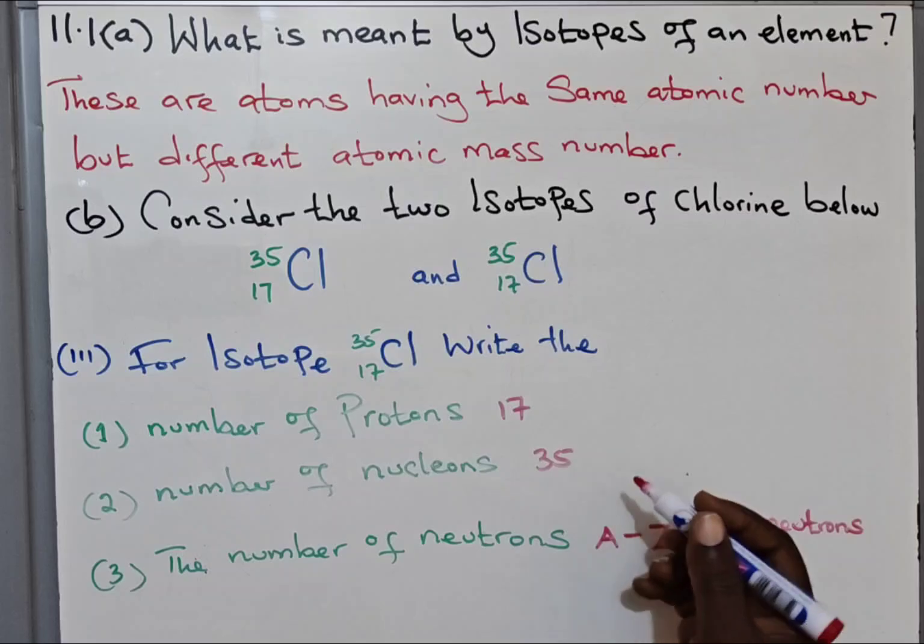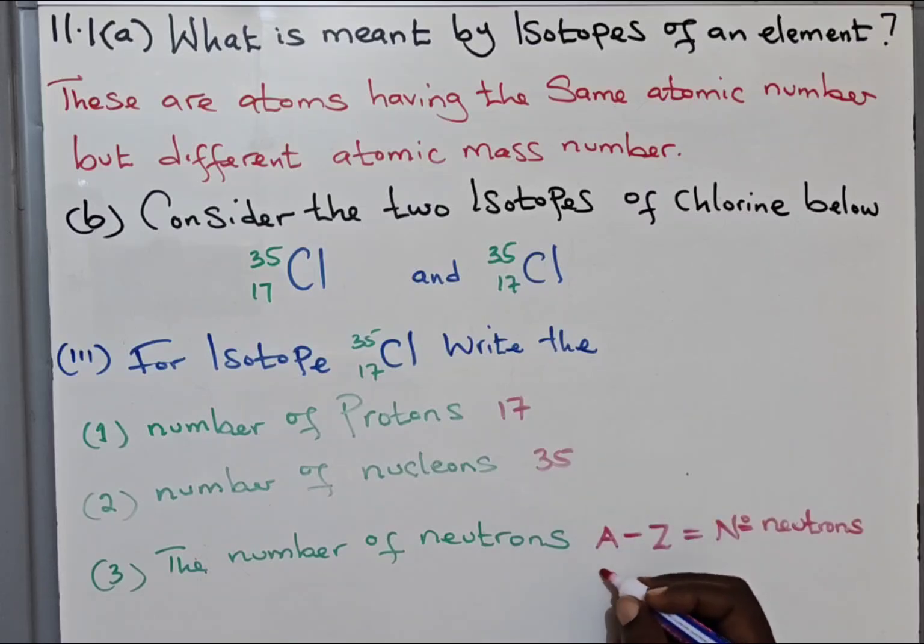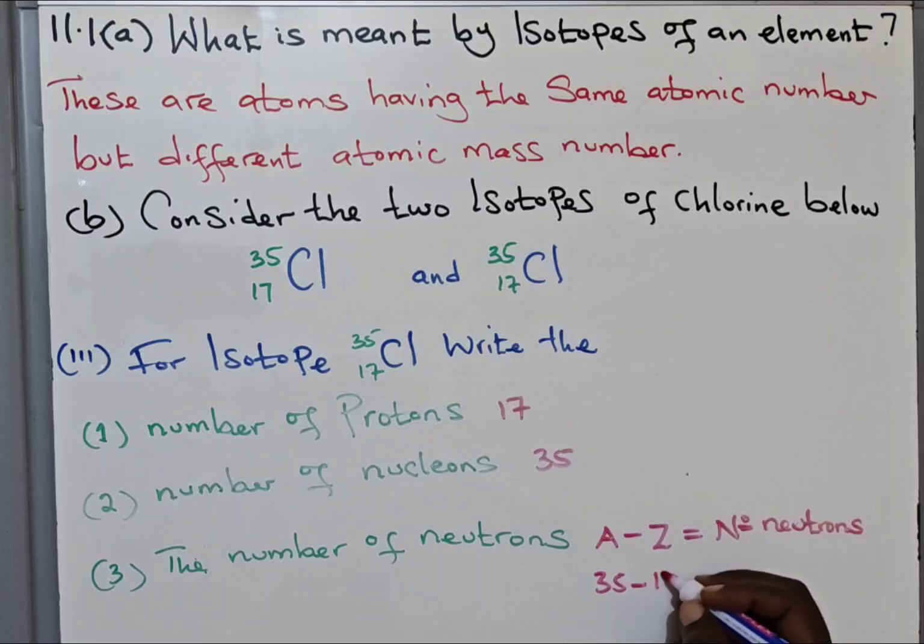So what is the atomic mass number? It is 35. And what's the atomic number? 17. So what we get is going to be the number of neutrons.